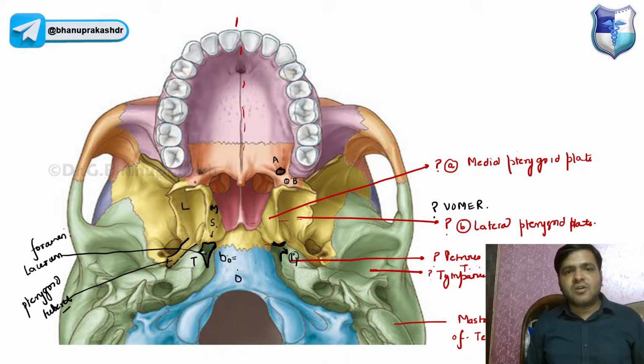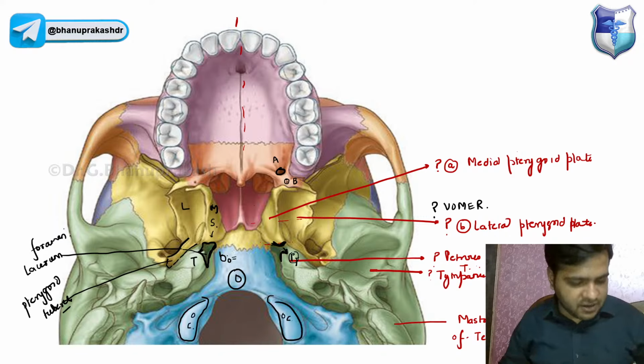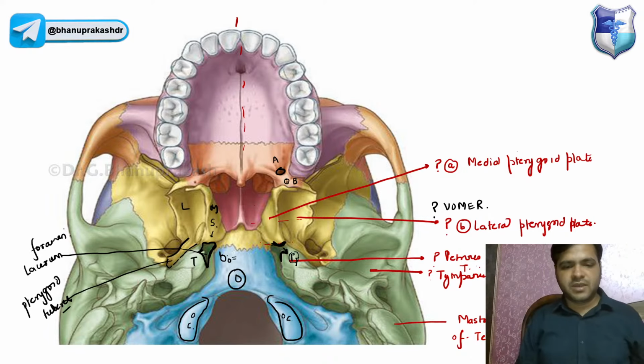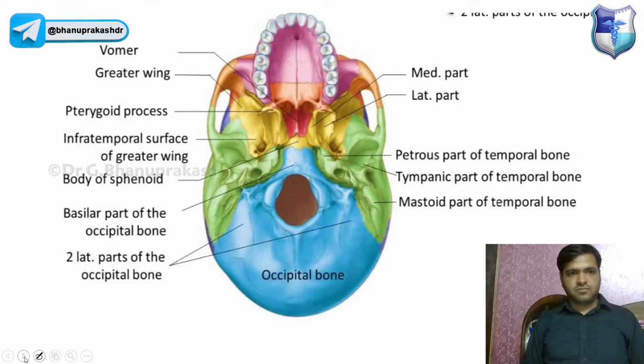Okay, this is the occipital bone, guys, and we have two condyles on either side of the foramen magnum. These are called the occipital condyles, which form the joint with the first cervical vertebra. We have the foramen magnum in between, guys.